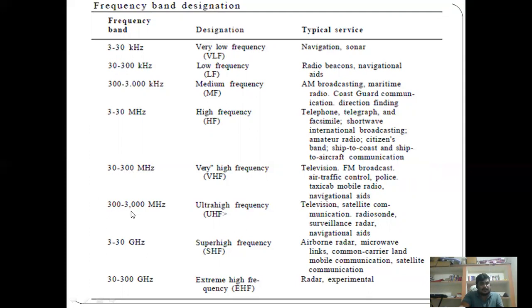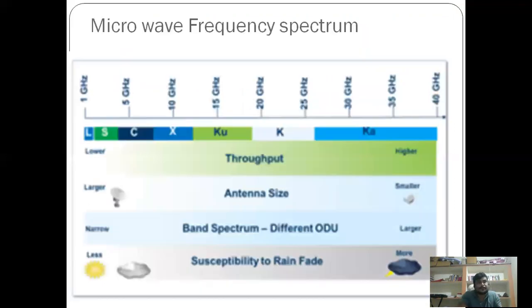Coming to 300 to 3000 megahertz, so 300 megahertz to 3 gigahertz, we are using UHF, ultra high frequency. Satellite communication is involved. So this is one of the microwave frequency bands. UHF, SHF, and EHF, these three are the microwave bands. These three microwave bands have a lot of applications involved. We'll discuss the remaining applications in the lab.